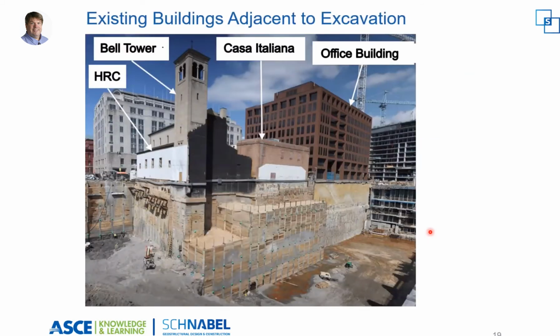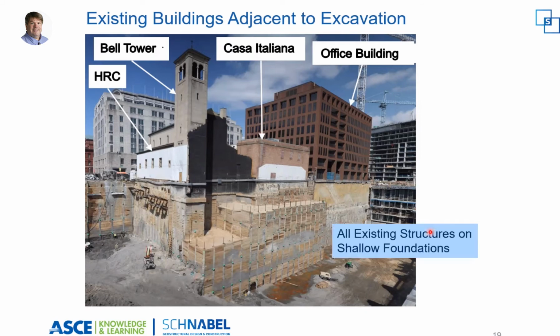So these are the structures in that area in blue that we were concerned about. There was an office building called Building 633, the Casa Italiana, and the Holy Rosary Church, which also had a bell tower, which was inconveniently located at an outside corner of the excavation support system, which is the most difficult area to support. The bell tower was over 85 feet high, so we really had to be concerned with that. That's something that even a little bit of settlement would show up. And all of these structures were on shallow foundations, footings, and small mat.